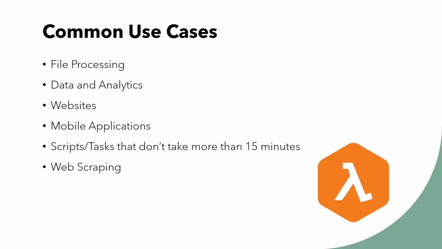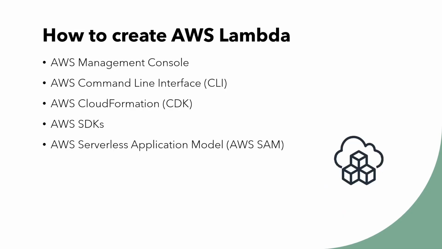Also, scripts and tasks that don't take up more than 15 minutes would be ideal, as Lambda functions are configured to execute in a window of 1 second up to 15 minutes. So anything above that range of 15 minutes, the Lambda function would not be ideal. Things like web scraping or some small little script that doesn't take more than 15 minutes would be ideal for Lambda functions. So how do you create an AWS Lambda function?